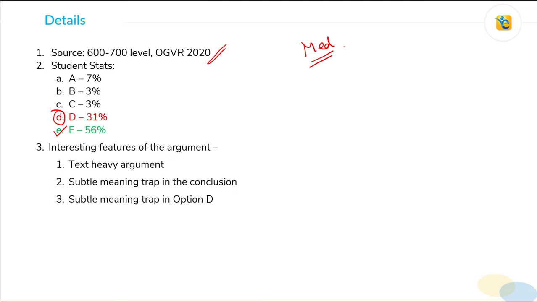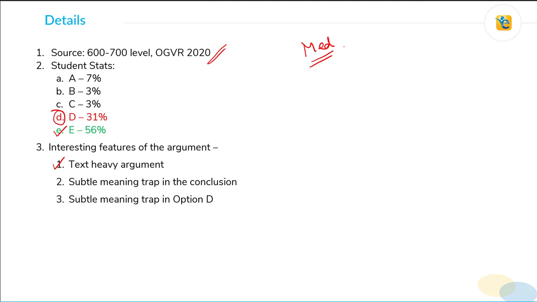So before we get into that, let me quickly run you through some of those interesting aspects about this question. Firstly, this is a slightly text heavy argument. It's not one of the shorter arguments out there. So if you're one of those people who gets flustered when you see long arguments, make sure that you notice how we actually crack such arguments. We're going to go sentence by sentence, and within sentences we're going to break it down, and we make sure that we extract all the information that's necessary.